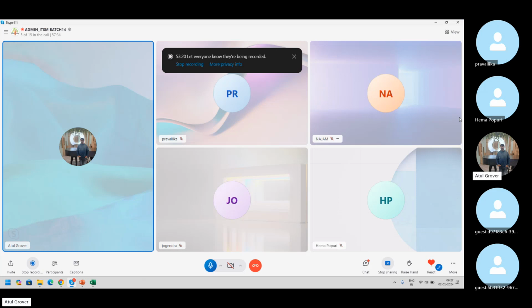Okay, any doubt, any question, any clarification? No doubt, no question. Wow. Pravalika, Nazam, Hema and Jogendra. Right now, no. Right. Okay.